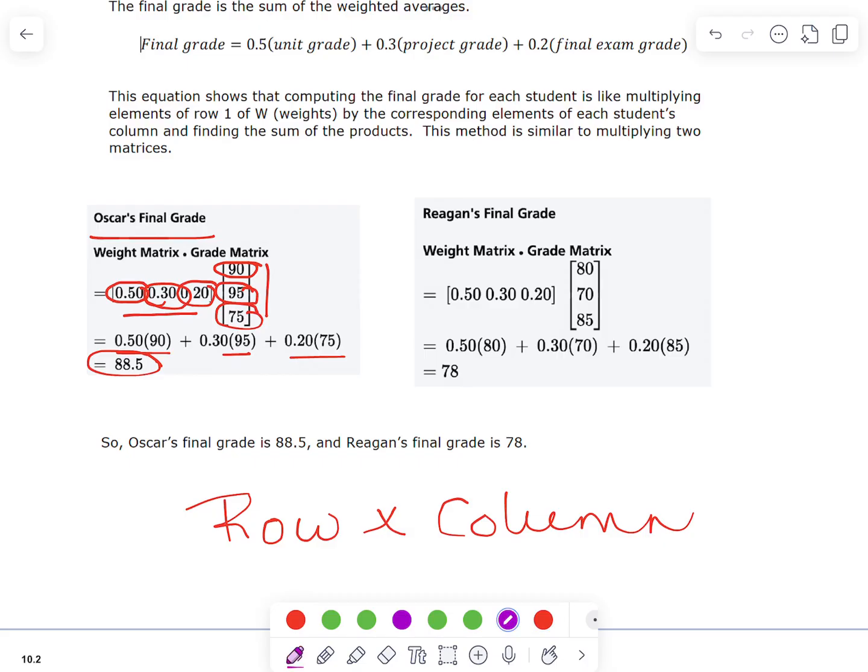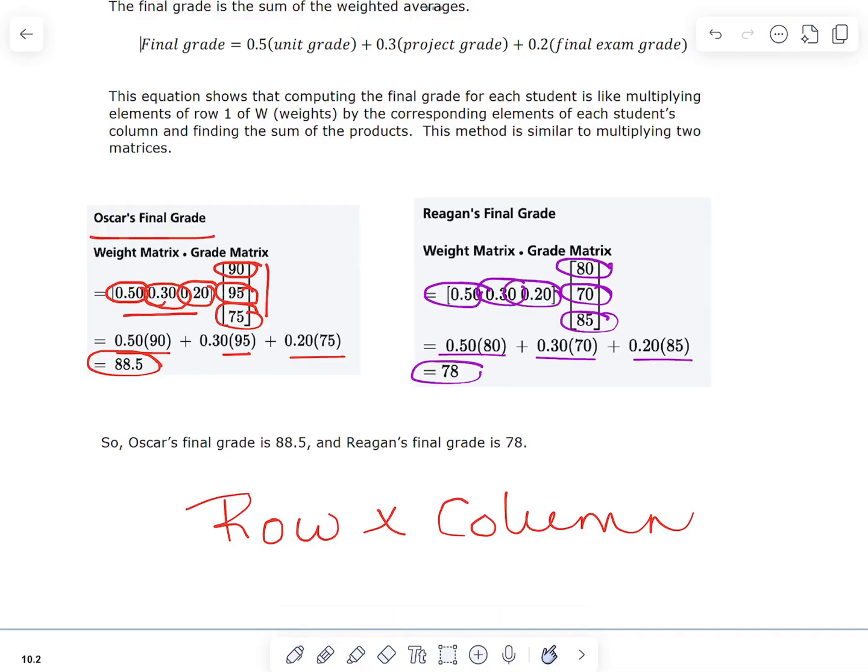Now we'll do the same thing with Reagan. We take 50% times 80, and then we take 30% times 70, and then we take 20% times 85. And then her score will be a 78. And that's a way that we can do a matrix multiplication to figure out a student's final grade.